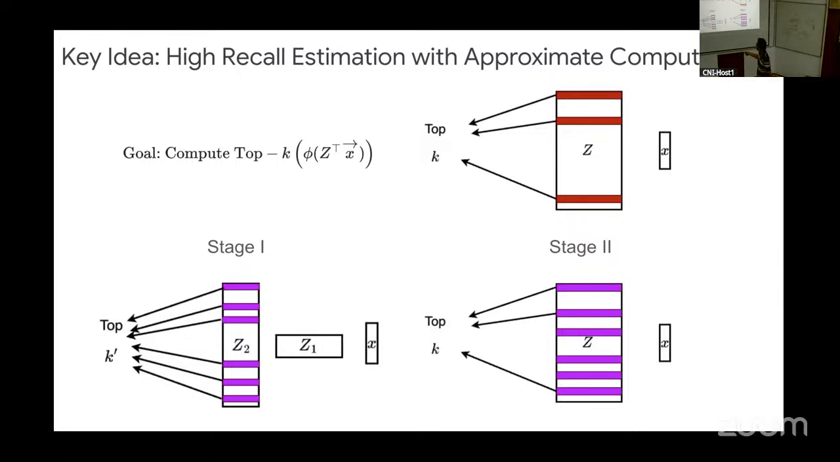And once we compute this, we compute the top k prime indices corresponding to the output z2, z1x, and then on z we only look at those rows and compute the inner product with x, and that's how we get the top k prime. Again, this is an empirical claim, but the top k prime that we get here is going to contain the top k of the original z times x.